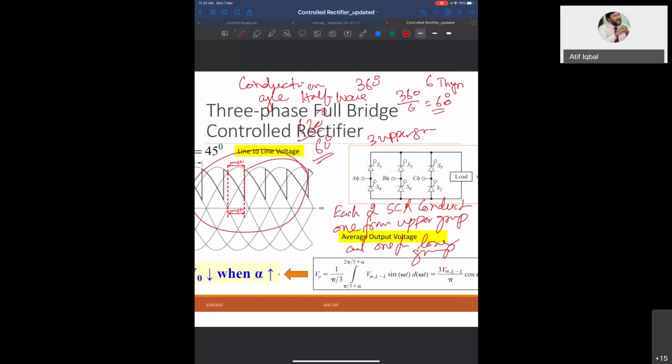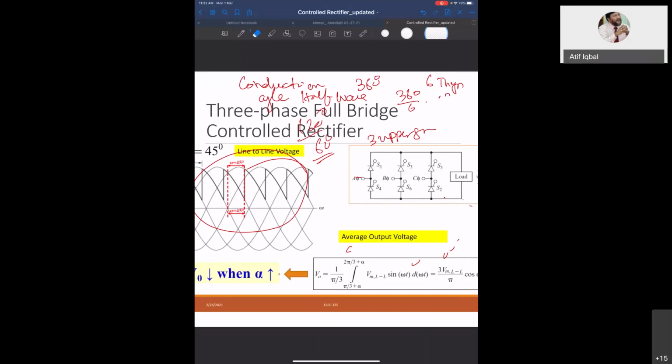Now, the exception to this is when you have the impact of the source inductance. Then you will see that 3 thyristors will conduct at one time, if you include the impact of the source inductance, which we will discuss later. Now, this is point number 1: each thyristor will conduct for 60 degrees. Point number 2: 2 thyristors will conduct at each instant of time, one from the upper group and one from the lower group.